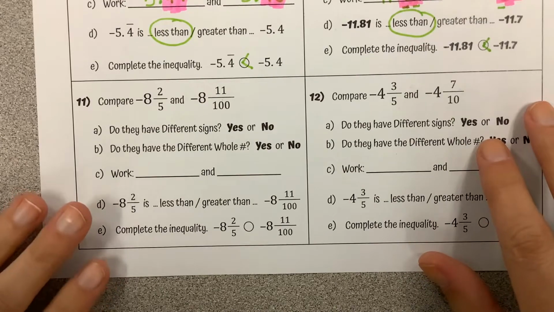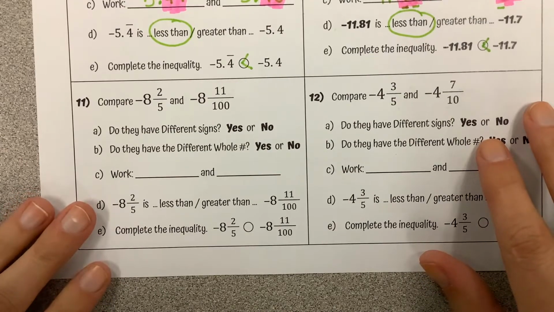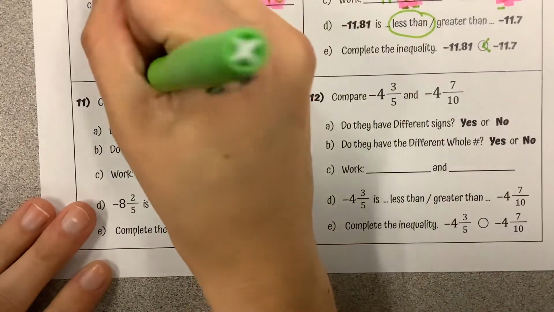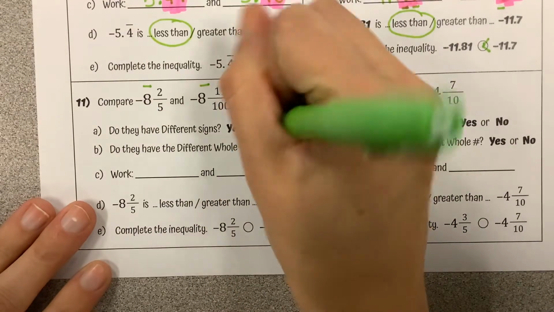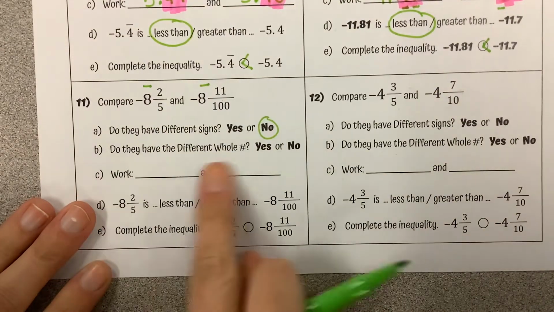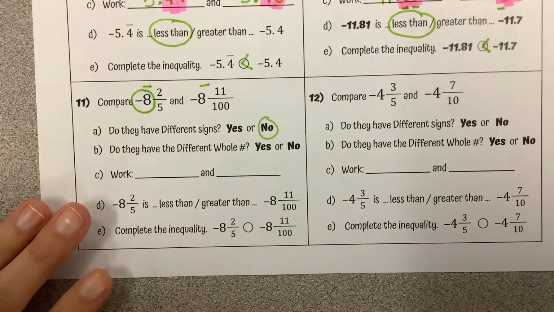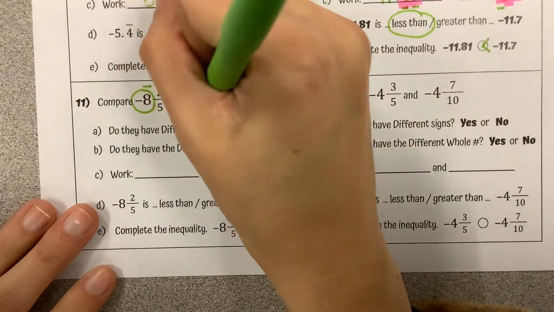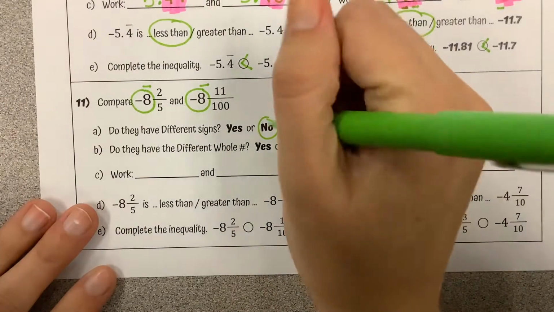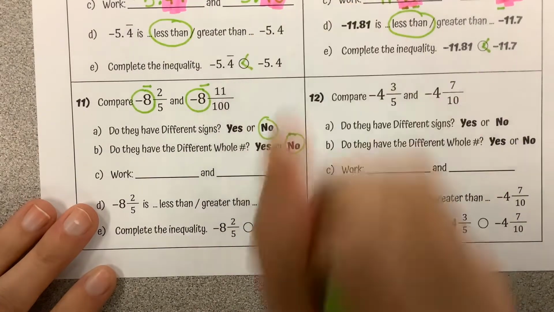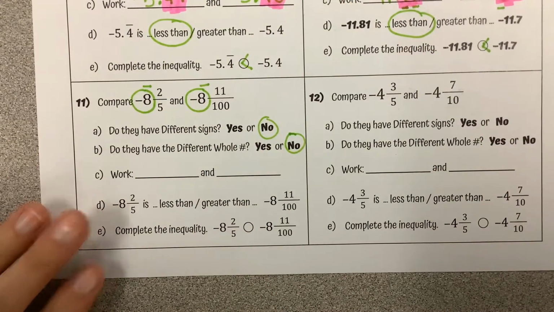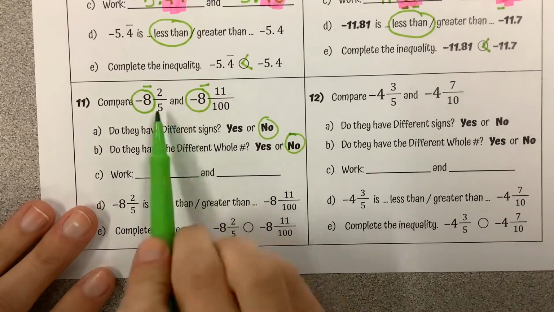Negative 8 2/5 and negative 8 and 11/100. Do they have different signs? We have a negative and a negative, so no. Do they have different whole numbers? Well, the number next to the fraction is -8. The number next to the fraction is -8. So no, they do not have different whole numbers. Those are the same. So for our work, I'm not going to rewrite the fractions.